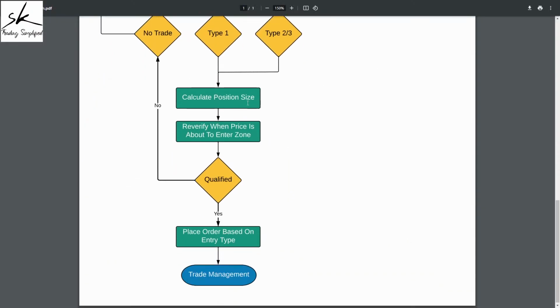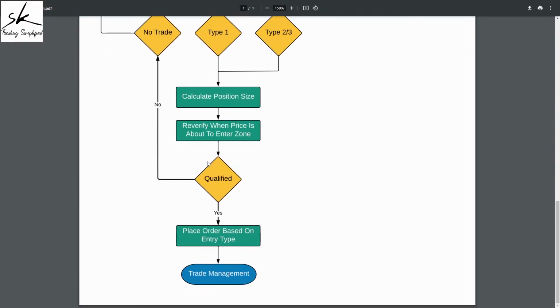Next, what we need to do is our position size calculation, because no matter how high the quality or the probability, we understand that any trade can be a stopped out trade. So in case it doesn't go in our favor, we should not lose more than what our risk management rule allows us to lose. So that is the reason you'll have to do your position size calculation.